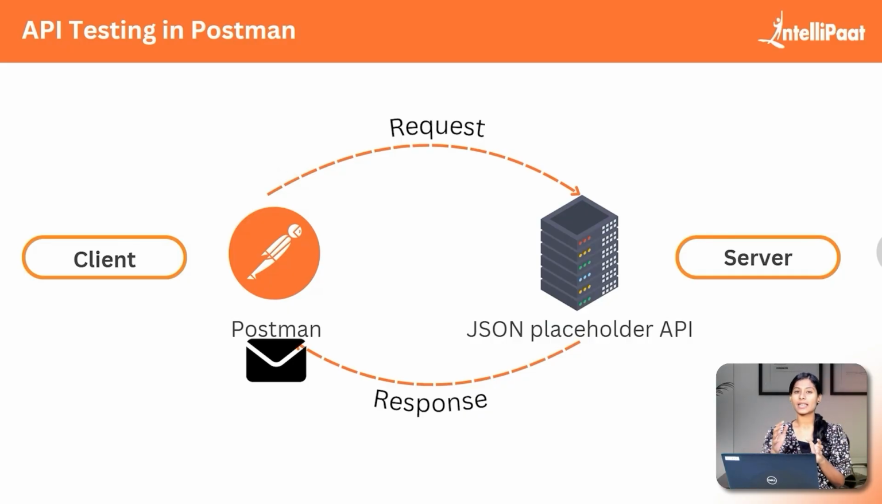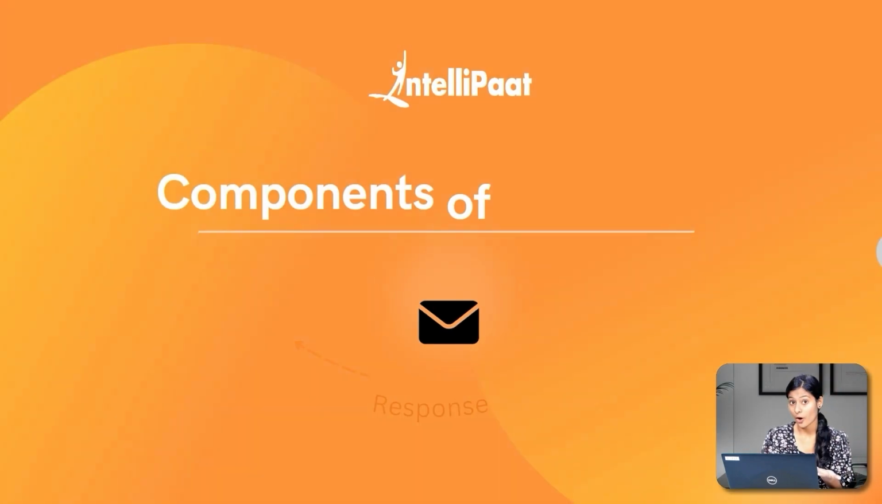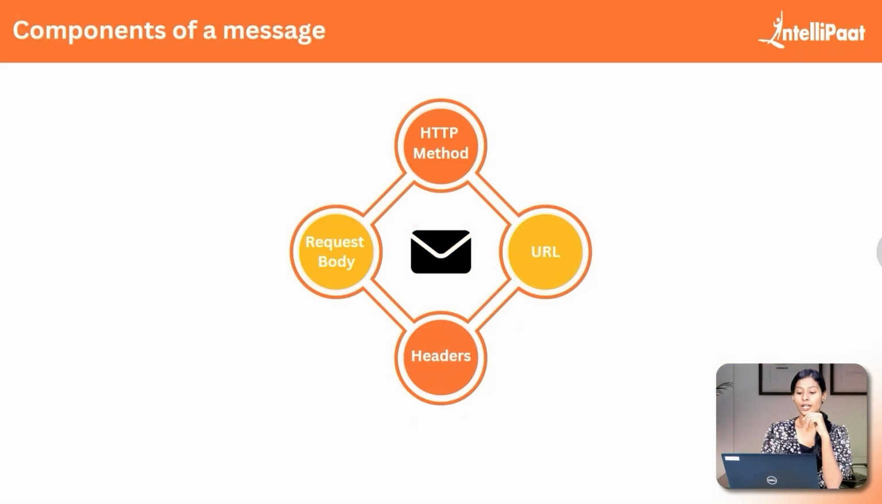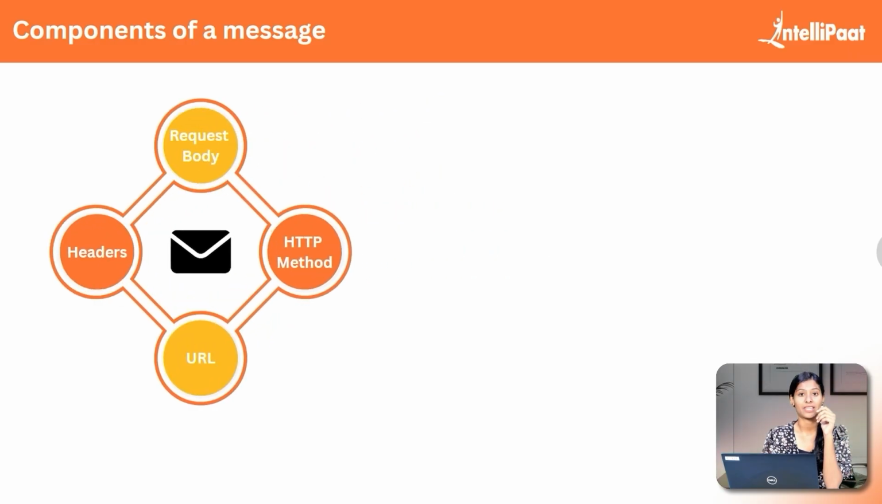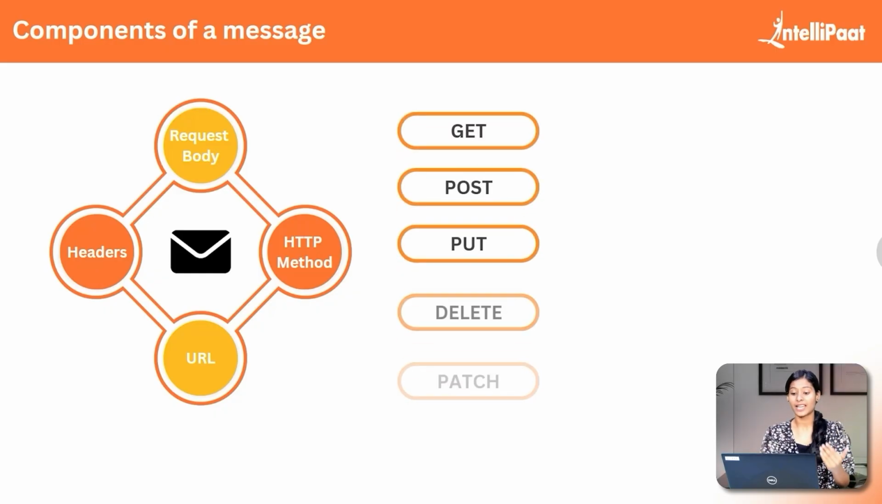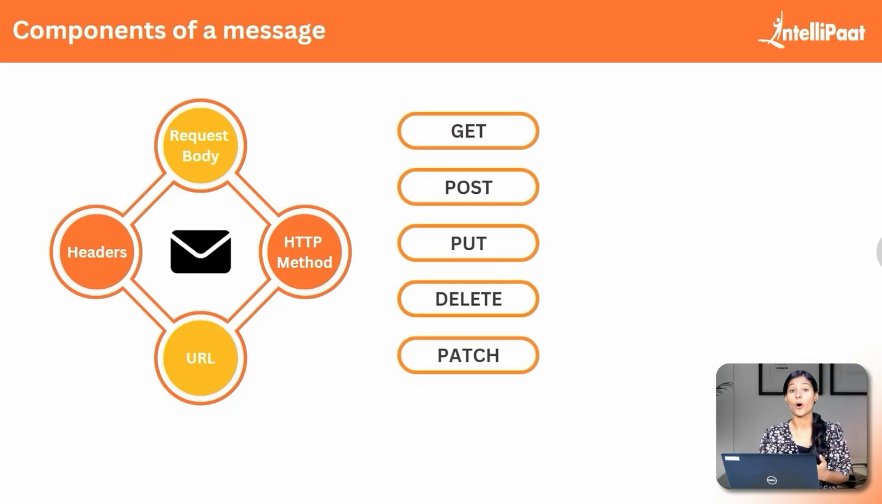But what exactly is contained within this message? What are the components of the message? Let's look at that. There are a lot of components inside the message, but let's just look at the important ones, starting with HTTP methods. This is the first step that you look into when you're setting up any API, that is the GET request, POST request, PUT, DELETE, or PATCH.